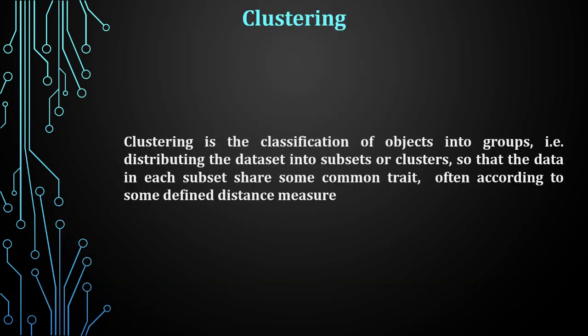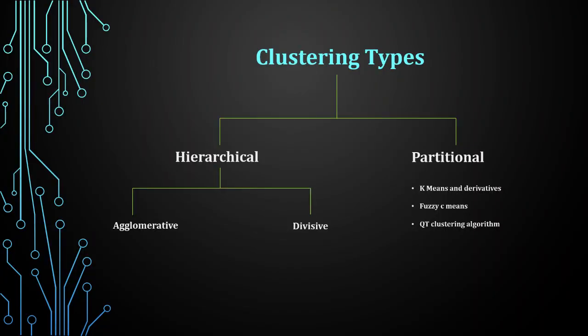So basically, clustering is the classification of objects into groups, that is, distributing the dataset into subsets, so that the data in each such subset or group will share some common trait, often according to some defined distance measure. Among the hierarchical and partitional types of clustering, k-means is a partitional type, along with other examples such as fuzzy and QT clustering algorithms.